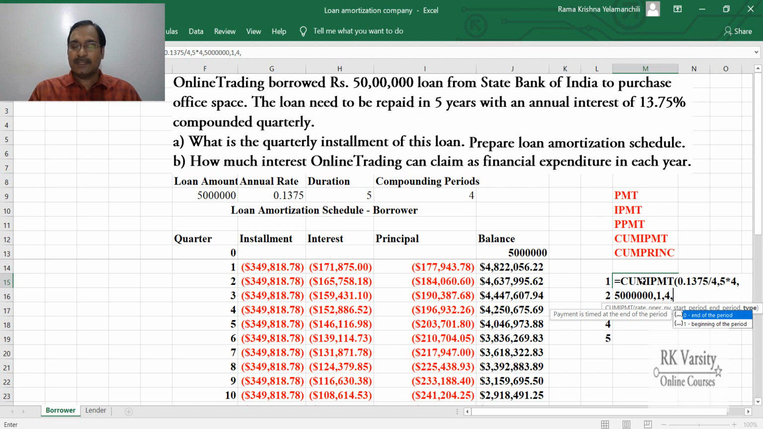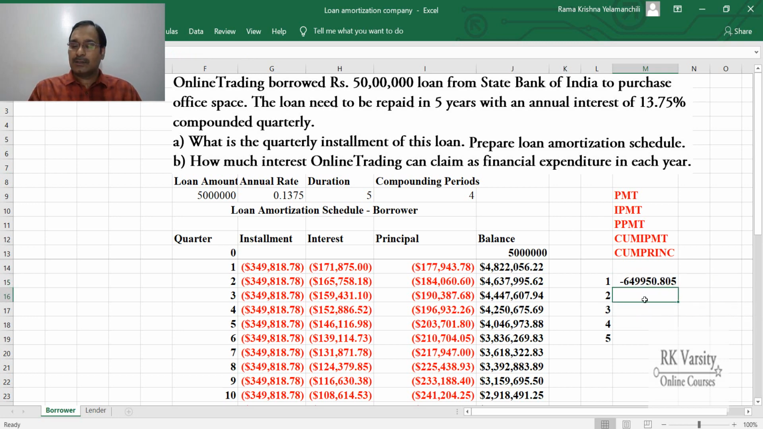Then type whether the loan installment is paid at the beginning of the quarter or end of the quarter. So the loan installment is paid at the end of the quarter. So place a 0, then press enter key. So that is, in the first year, your interest component is 6,49,950.